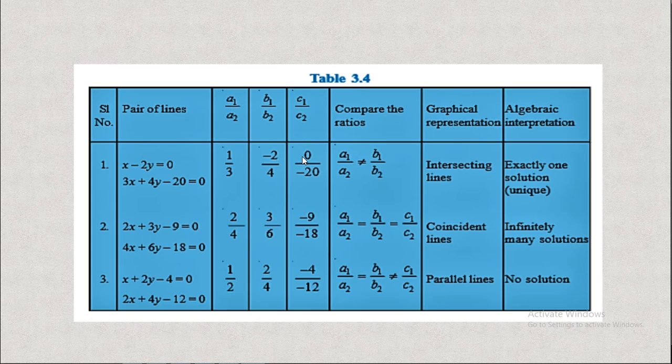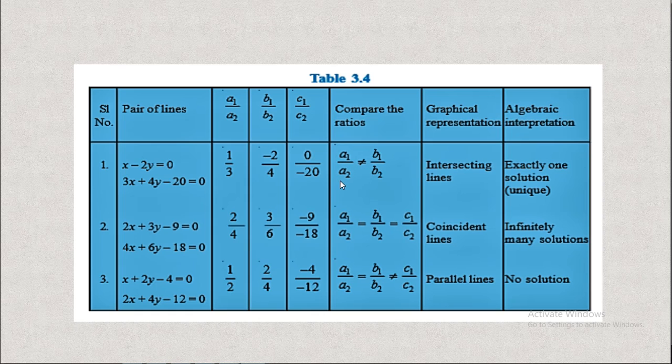So the ratio will be 0 by -20. And now we have to compare these ratios. Let's see. 1 by 3 is not equal to -2 by 3, 2 by 4, isn't it? And they are not equal to 0 by -20. So in this case the ratios are not equal to each other.